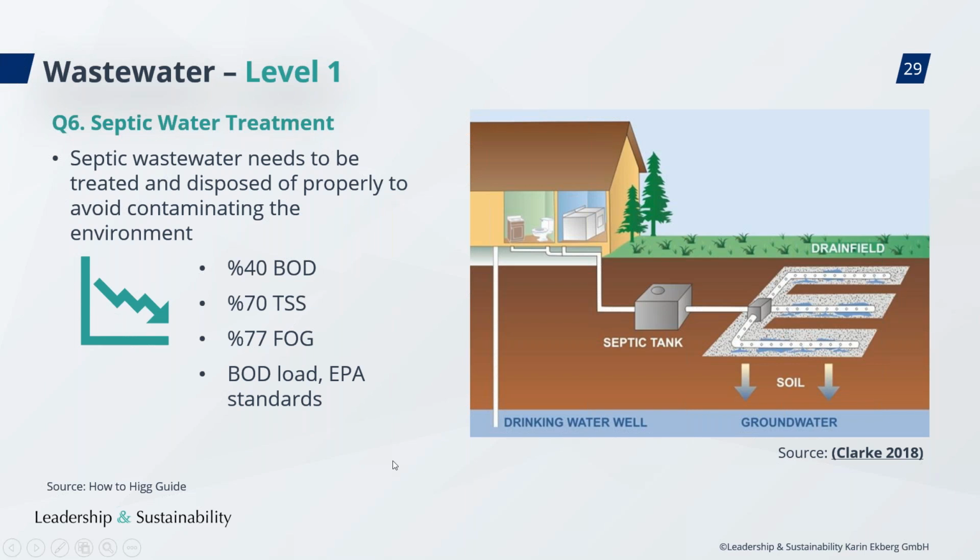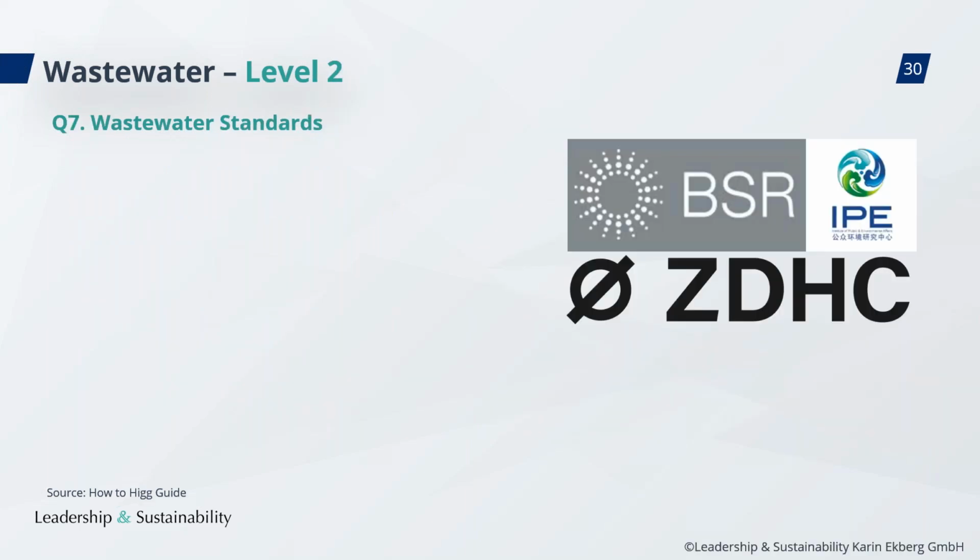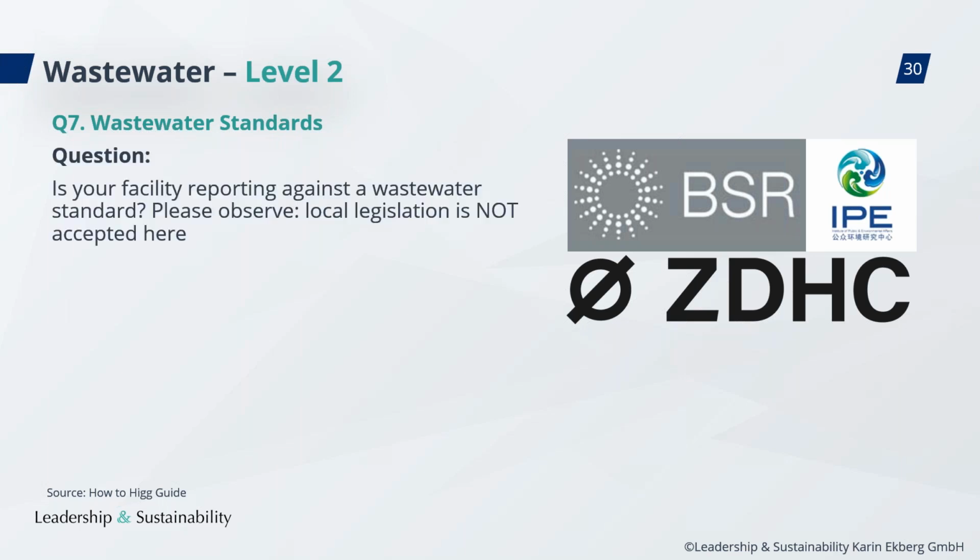Okay, so those were all the questions at level 1. And once you have now managed to respond with a yes or partial yes to all questions at level 1, you will be able to move on to level 2. And at level 2, we have those 2 questions. The first one is about wastewater standards. And the question is, is your facility reporting against the wastewater standard?